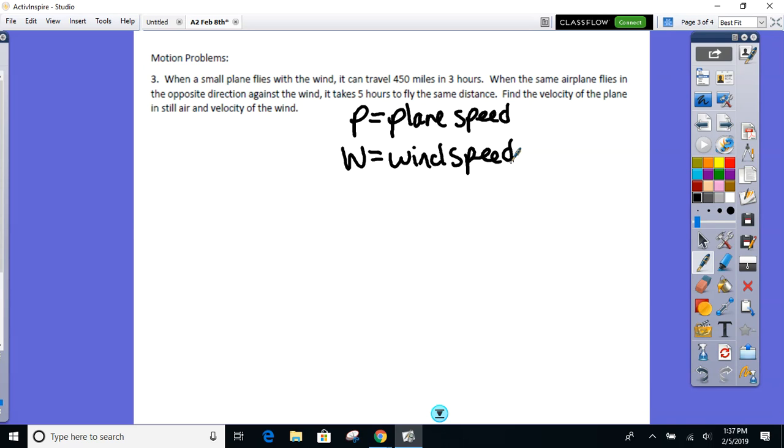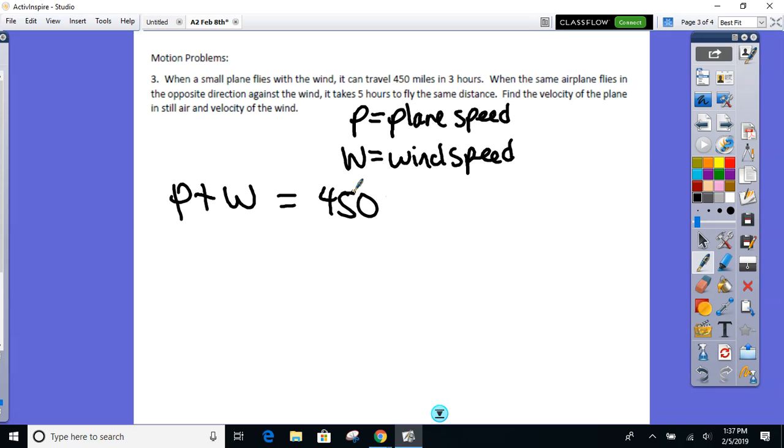Your two equations. First one is going to be with the wind. Second equation is going to be against the wind. When I go with the wind, the wind is helping me go faster. That's what with the wind means. Some people say you've got the wind at your back. It's helping you go faster. So I'm going to add both of those together, because the wind is increasing my speed. What's the distance I'm traveling with the wind? 450. So those speeds are helping me travel a distance of 450.